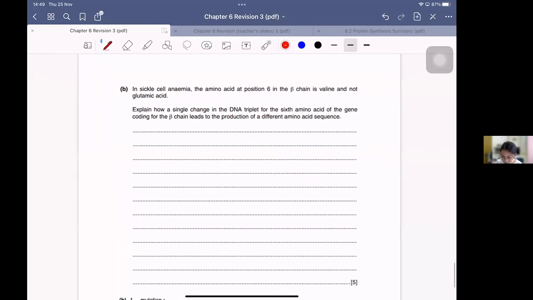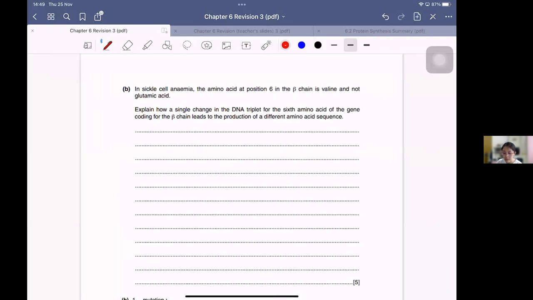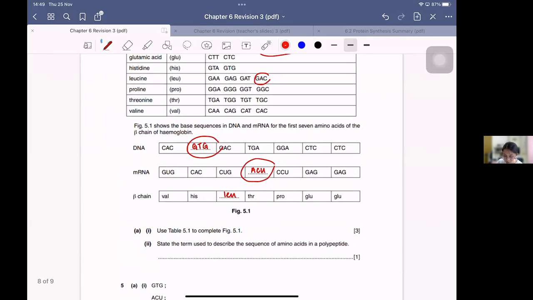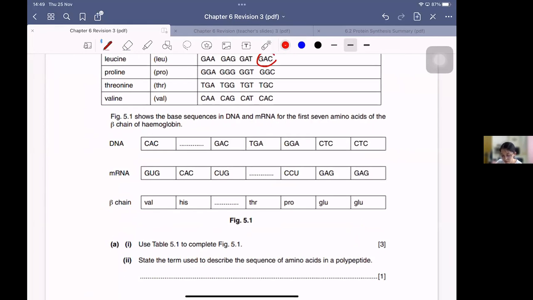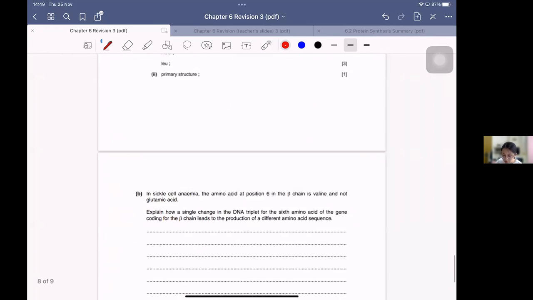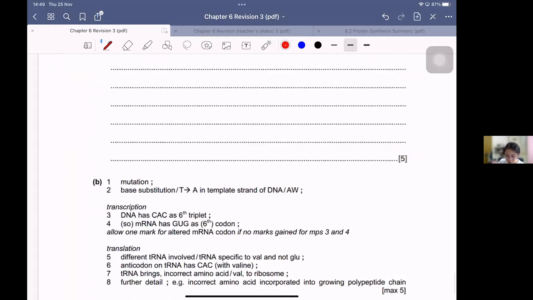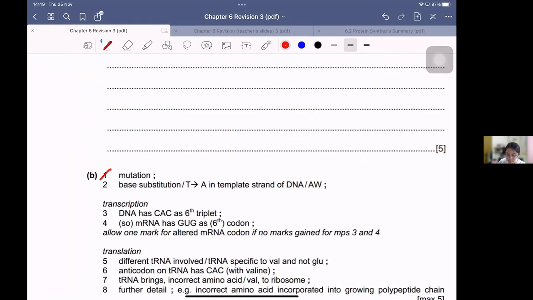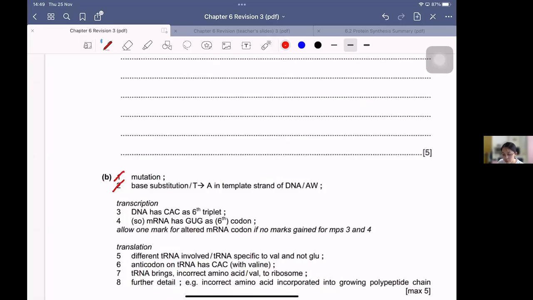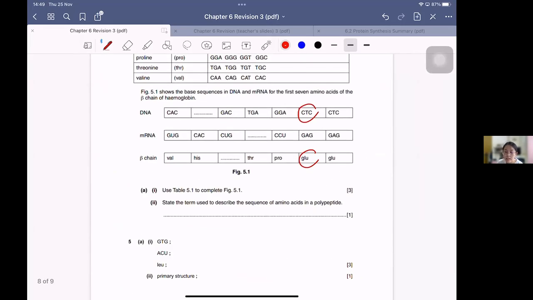So let's look at the amino acid at position 6 of the beta chain. Let me erase this. So the 6th amino acid is glutamic acid. So the question says to explain how a single change in the DNA triplet for the 6th amino acid can lead to a different amino acid sequence. So let's look at the mark scheme. So of course, mutation can occur by base substitution. So initially it was CTC.